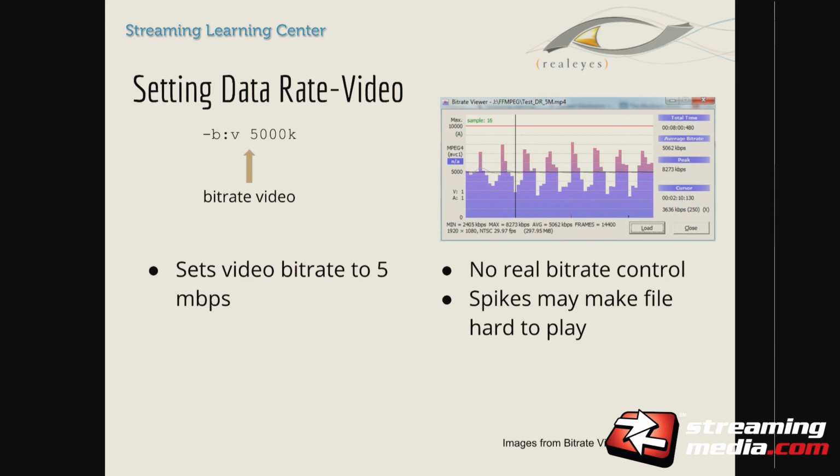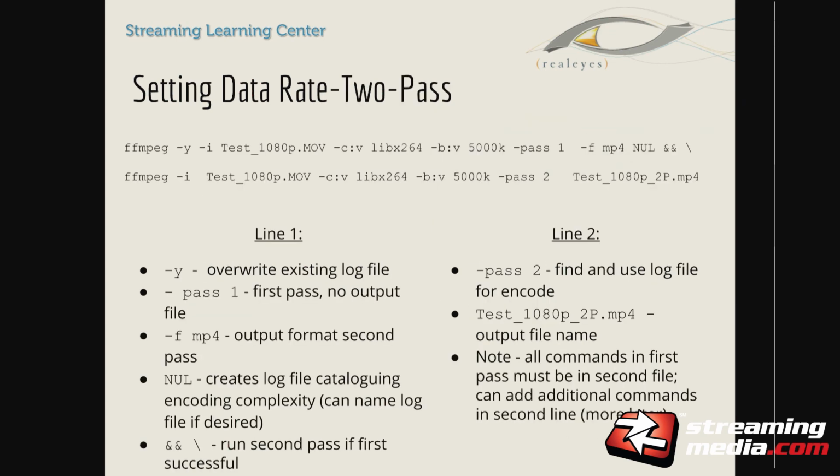This is a program called Bitrate Viewer, and that shows the average data rate and the GOP sizes of each GOP in the file. So what you're seeing is a data rate that goes like this, and that can be problematic if you're creating a file for streaming distribution, particularly at the mobile data rate. So -b:v is a pretty simple way to set the bit rate, but it's not effective for streaming distribution.